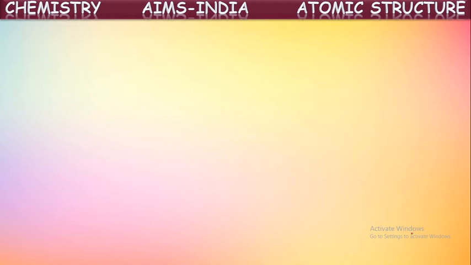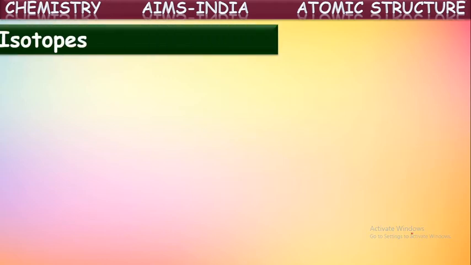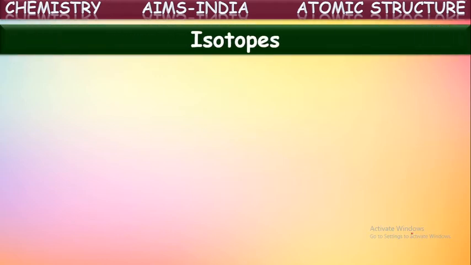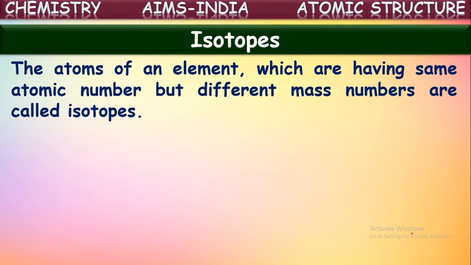So, based upon the number of fundamental particles present in the atoms, different atoms of elements are compared to one another. So let us see those comparisons now. Out of those, the first one is isotopes. The atoms of an element which have the same atomic number but different mass numbers are called isotopes. So what is the definition for isotopes?